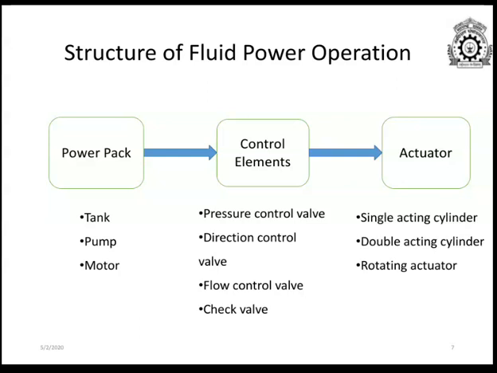And in actuator, single acting cylinder, double acting cylinder and rotating actuator are there. Mainly actuator has two types, linear actuator and rotating actuator. So linear actuator is nothing but your single acting cylinder and double acting cylinder, and then the rotating actuator. From this actuator we can get the actual work, and this work is used to produce further operation. So this is nothing but your structure of fluid power operation.